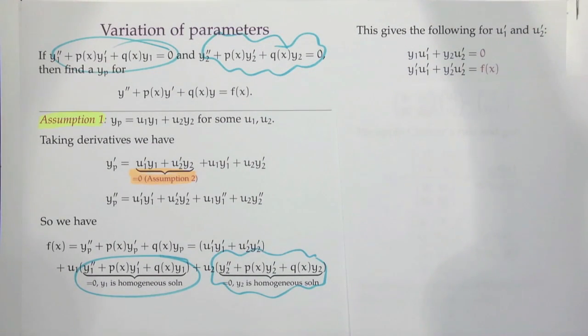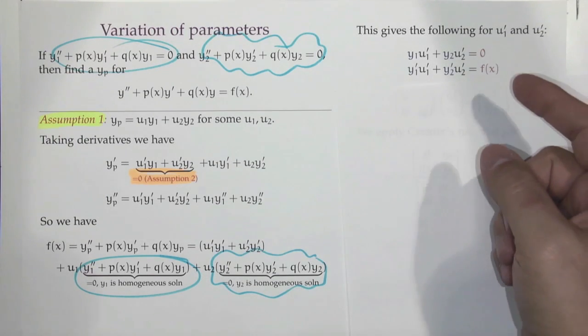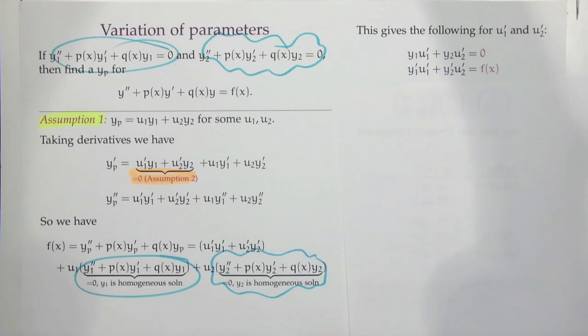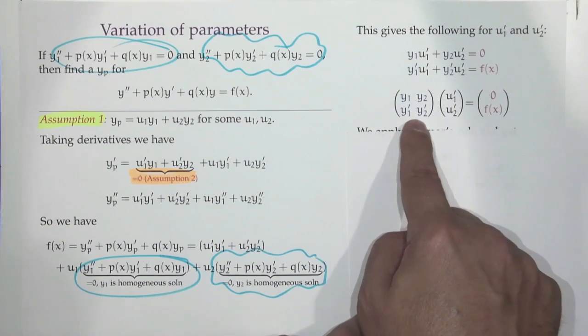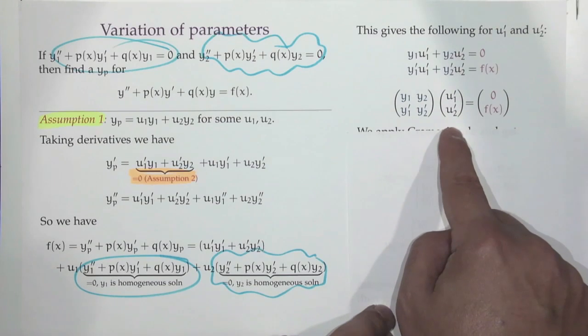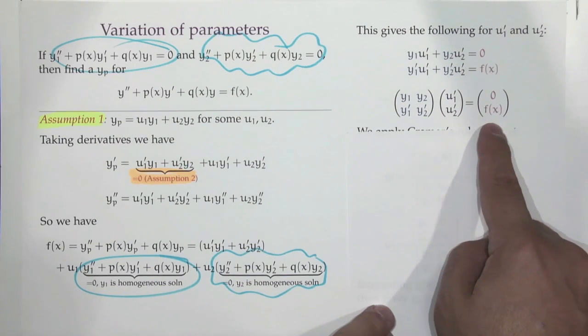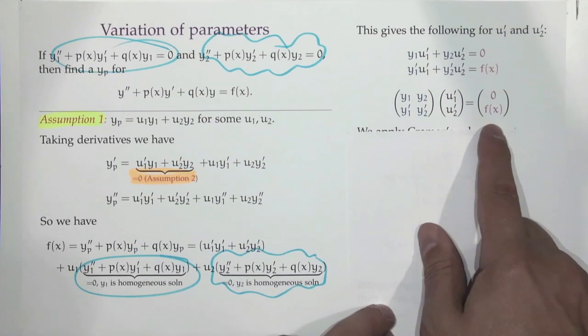So in terms of u1 and u2, we've now gone down to saying, aha, we know something about u1 prime and u2 prime. But what do we have here? I know it looks weird, but what is this? Two equations, two unknowns. System of equations. We could write it like that. So the y1, y1 prime, y2, y2 prime, those are our coefficients. Our u1 prime, u2 prime, those are our unknowns, and 0 and f of x, that's what we're shooting for. Well, we have ways to solve that.